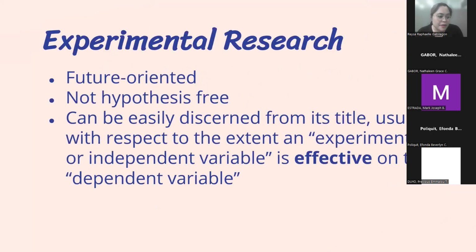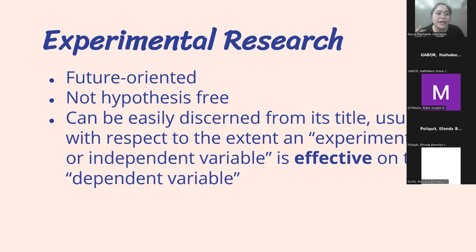So when you say experimental research design, this is future-oriented, class. So definitely we will be doing the observation first or even the experimentation for us to know whether the substance that we are investigating is effective or not. So we are concerned here about the word efficacy or effectiveness. We are going to test whether our independent variable is effective to our dependent variable. That's what we are doing with the experimental research.